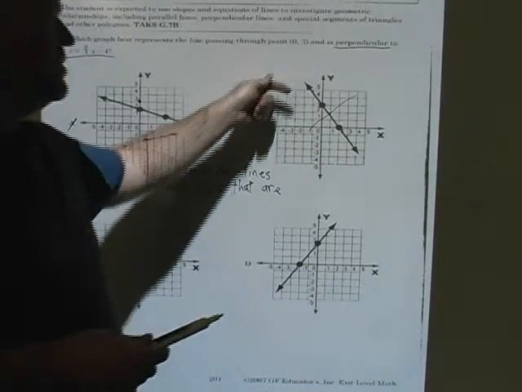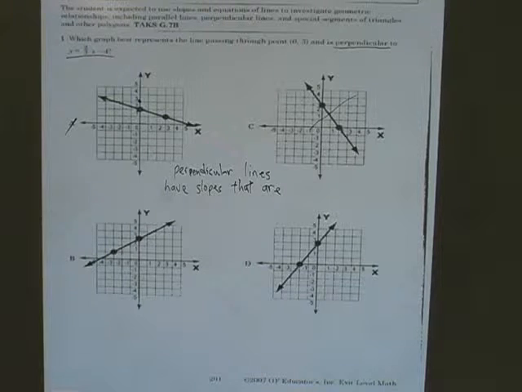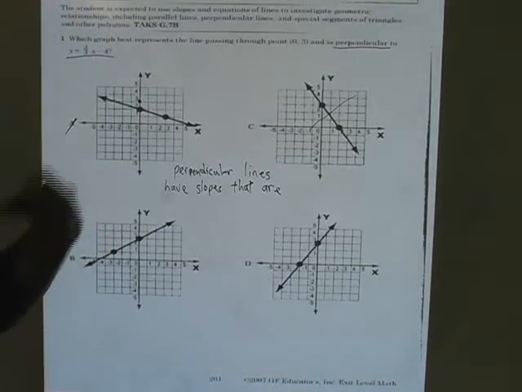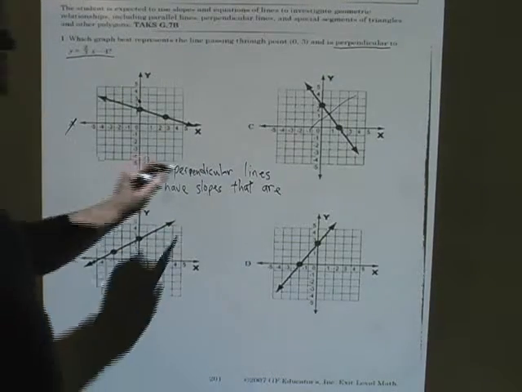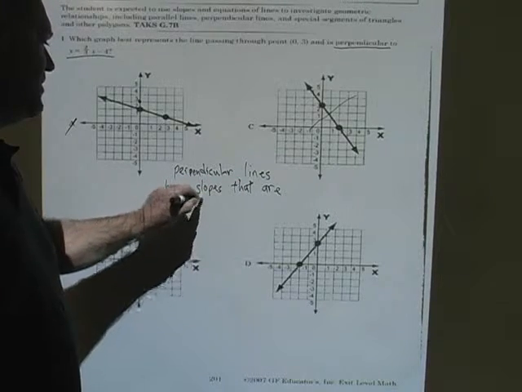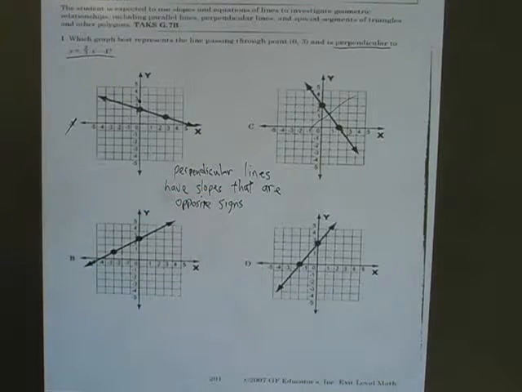If you notice, this one has a negative slope, this one has a positive slope. They're obviously not the same slope, but they are related to each other. The way they're related, and I just showed you one way, is that one's negative and one's positive. So perpendicular lines have slopes that are opposite. We'll just say opposite signs. So that's one way they're related. They're opposite signs.